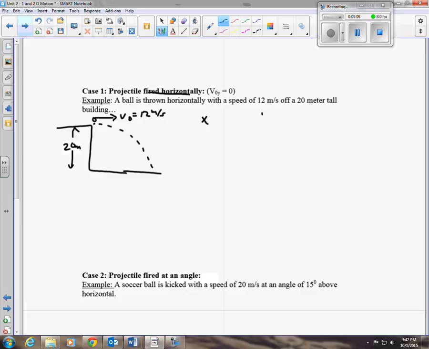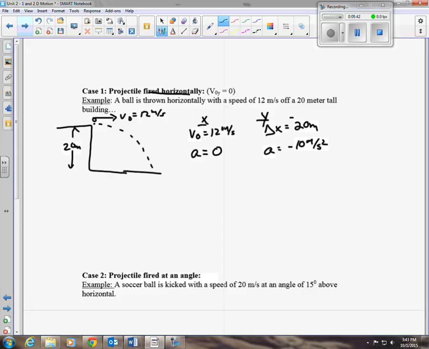All right, so the way to do these problems is split them into x and y and try to figure out what information we have. So this V0 of 12, that's an x thing. V0 is 12 meters per second. This 20 meters, that's a displacement in the y direction. I'm going to make it negative because it ends up 20 below where it started. I always know the accelerations. The acceleration in the x direction is 0 because nothing's pulling horizontally. The acceleration in the y direction is negative 10 meters per second squared for gravity.